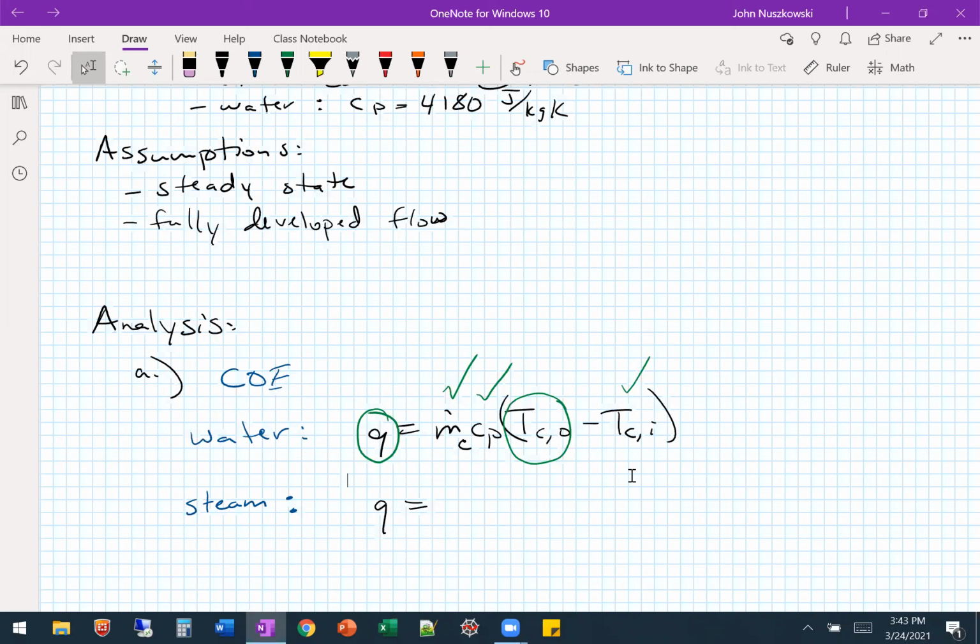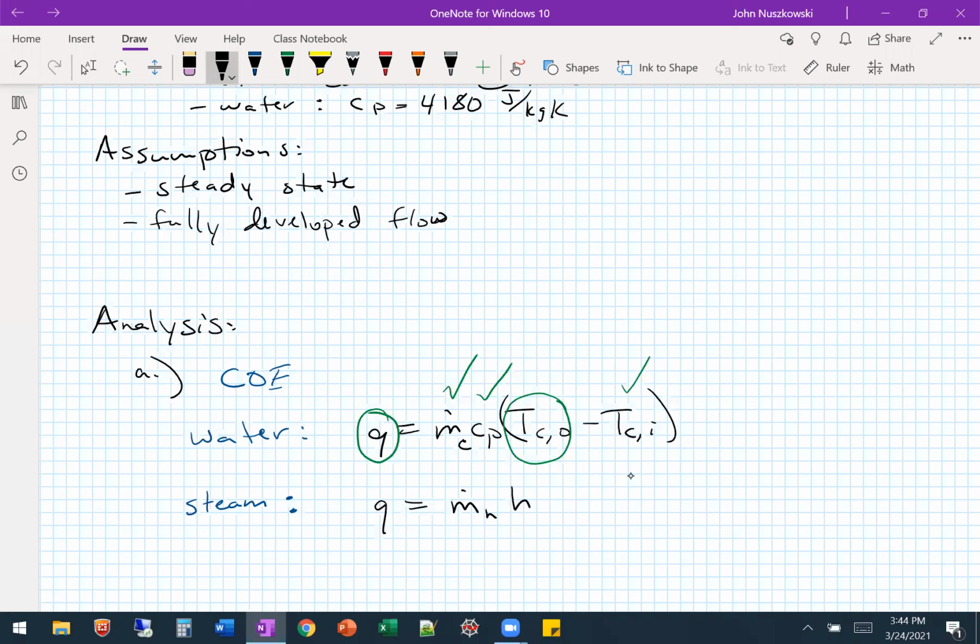And if there is, how do we have to look at this COE differently with the steam? Yeah, we have to use enthalpy, right? So it's changing phase, so it has that latent energy now, right? So it's the hot side mass flow rate. And we would basically be assuming it's going from a saturated vapor to a saturated liquid.